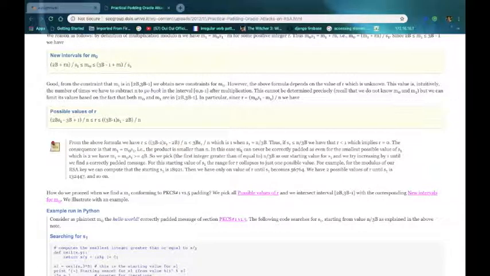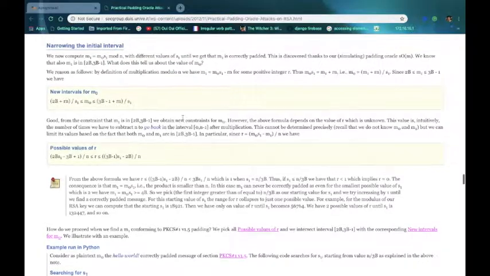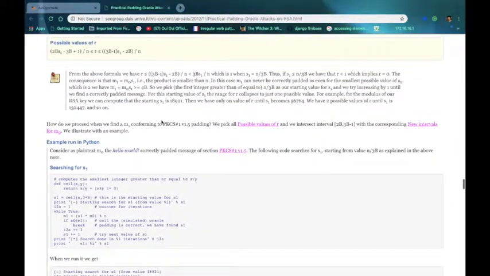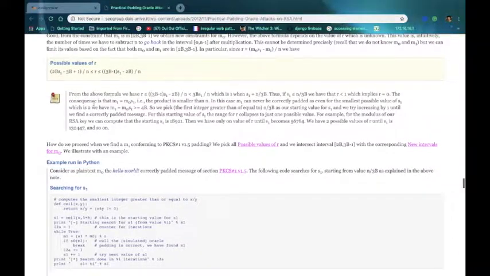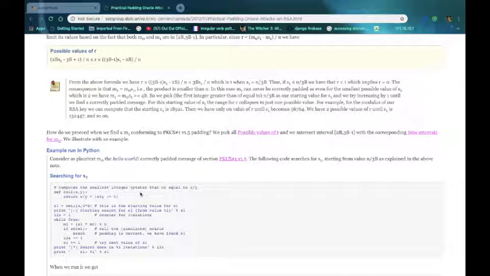The reason for this is, otherwise the value of r would be less than 1, and we know that the value of r cannot be less than 1 because we have already seen that m1 is m0 s1 minus rn. So this means that m1 equal to m0 s1 would happen and the product would become smaller than it. We know that this cannot happen, and so we start with an s1 that is greater than n by 3B.